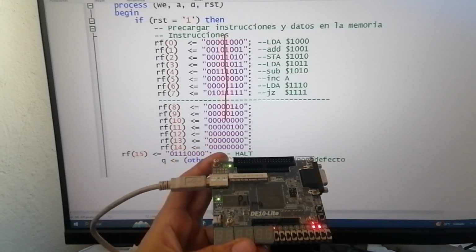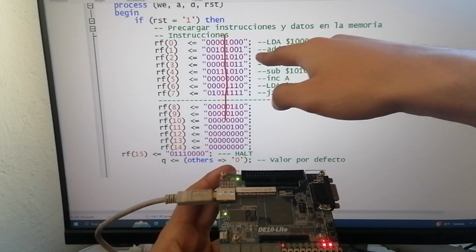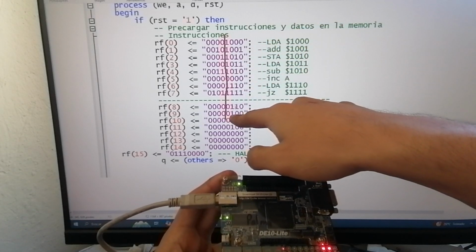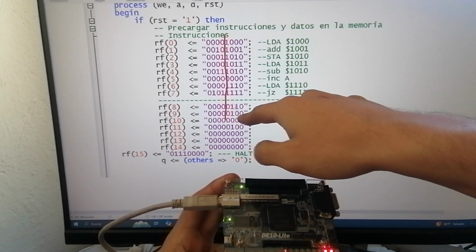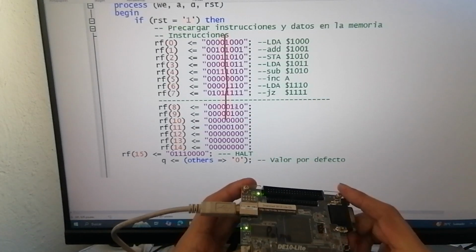The next instruction is going to be an add. We're going to add the data at address number 9. We're going to add a 4. So if we add 6 plus 4, we're going to have a 10.